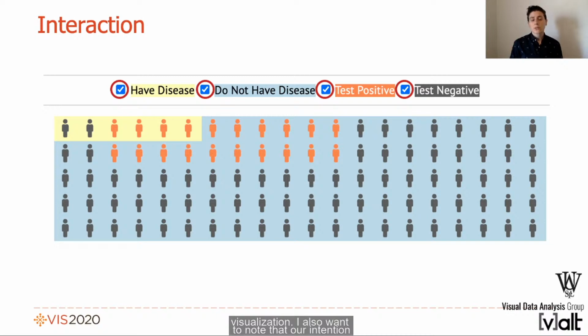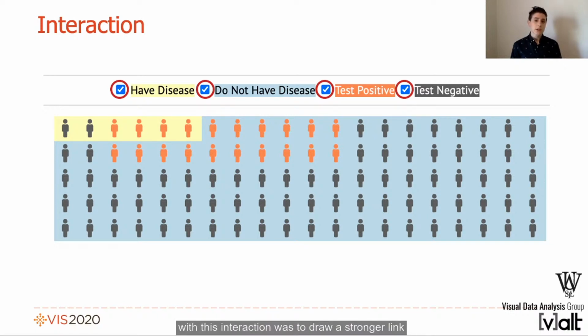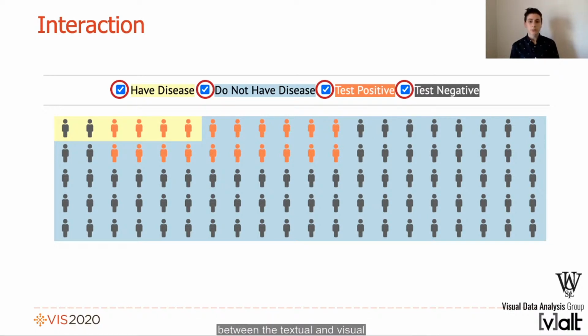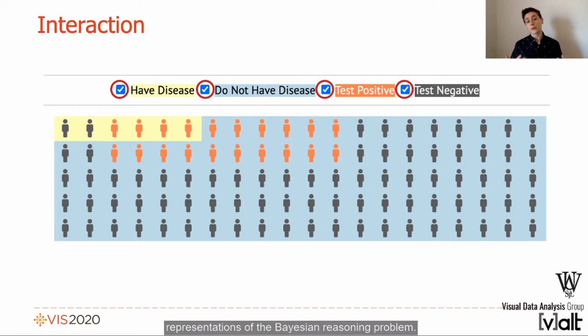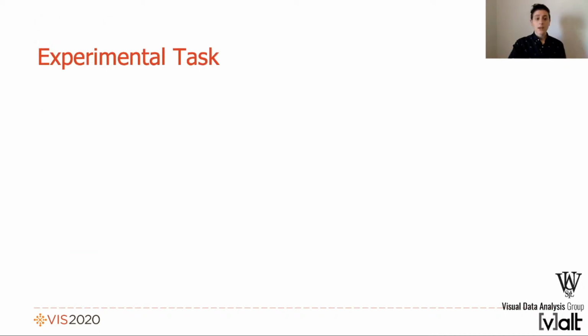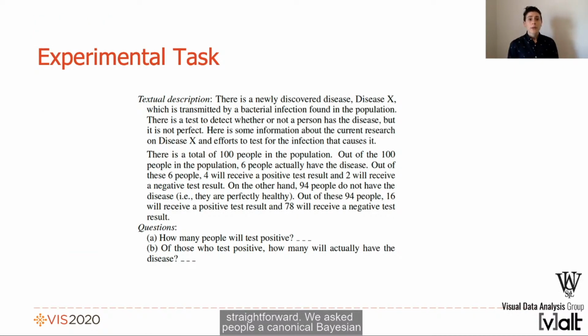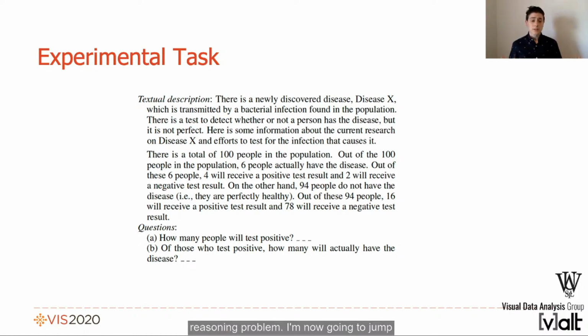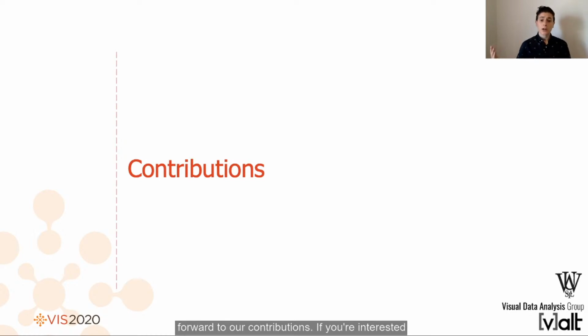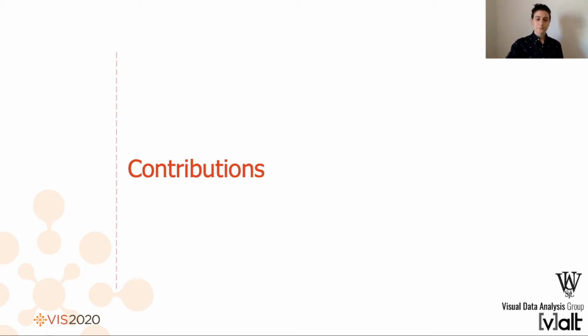I also want to note that our intention with this interaction was to draw a stronger link between the textual and visual representations of the Bayesian reasoning problem. As for our experimental task, it was relatively straightforward. We asked people a canonical Bayesian reasoning problem. I'm now going to jump forward to our contributions. If you're interested in all of the different statistical analyses we ran in this project, I would encourage you to look at our paper for those.